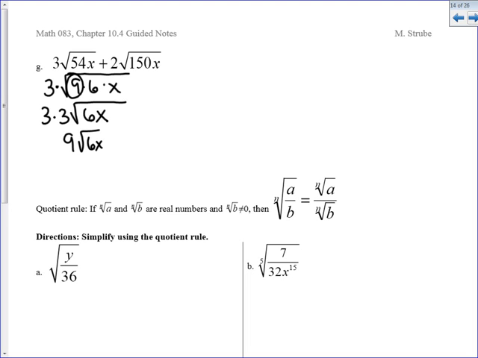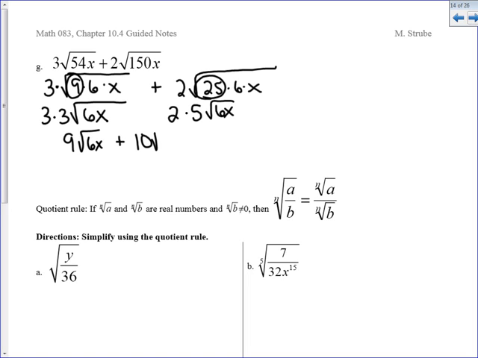And then I have 2 times the square root of 150x. So let's break up that 150, which I think we already did. But what's my pair for 150? 25 and 6. And again, I don't even have enough x's to possibly take any out. There's only 1, and in a square root, I need a minimum of 2 to simplify a variable. So the only thing I'm going to get out front is an extra 5 for the square root of 25. So I end up with 2 times 5, which is 10 square root of 6x.